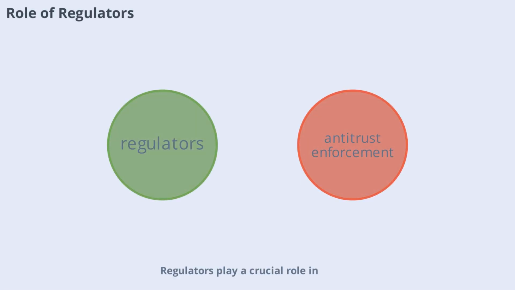Regulators play a crucial role in monitoring markets and enforcing antitrust laws. Agencies like the Federal Trade Commission and the European Commission investigate potential abuses of market power and take action when necessary. Their work helps ensure that markets remain competitive and fair for all participants.